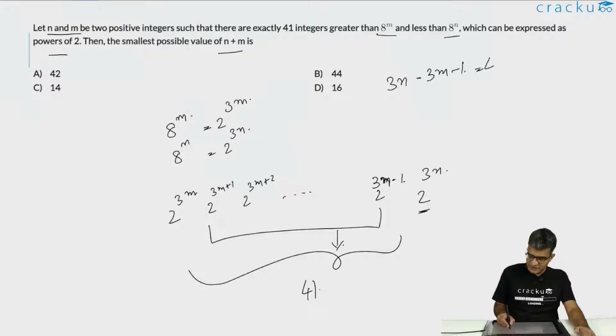This basically is equal to 41. Or 3n minus 3m is equal to 42. Or the value of n minus m is equal to 14. Or n is equal to m plus 14.